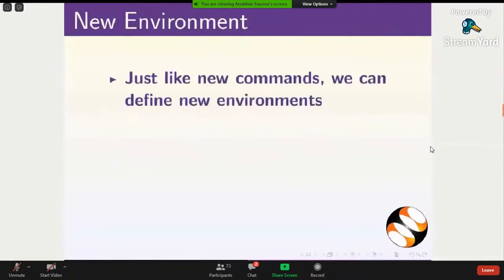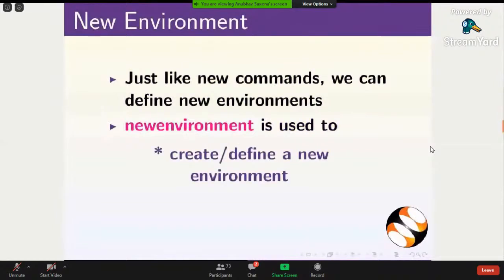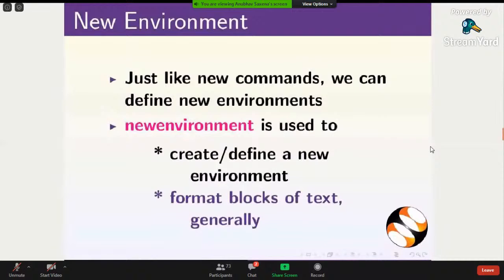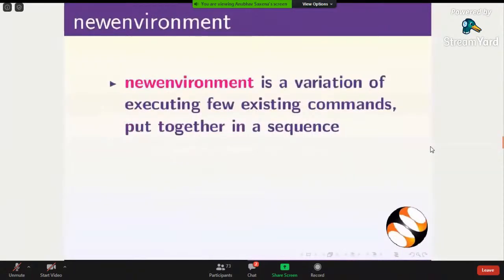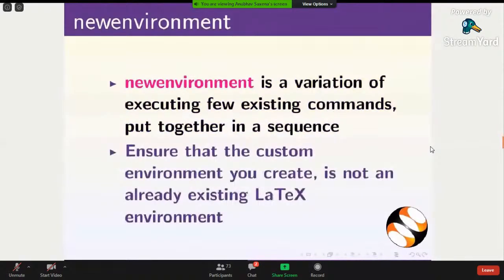Just like new commands, we can define new environments. As the name suggests, the command \newenvironment is used to create or define a new environment. It is used to format blocks of text generally. A new environment is a variation of executing a few existing commands put together in a sequence. Ensure that the custom environment you create is not an already existing LaTeX environment.